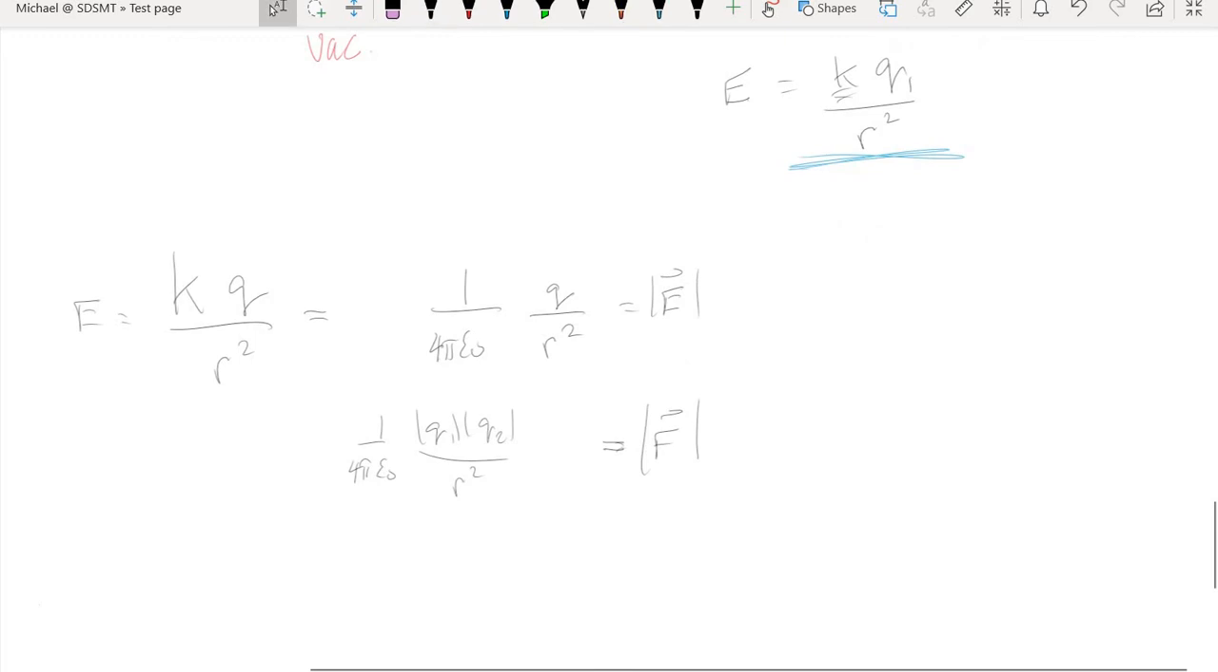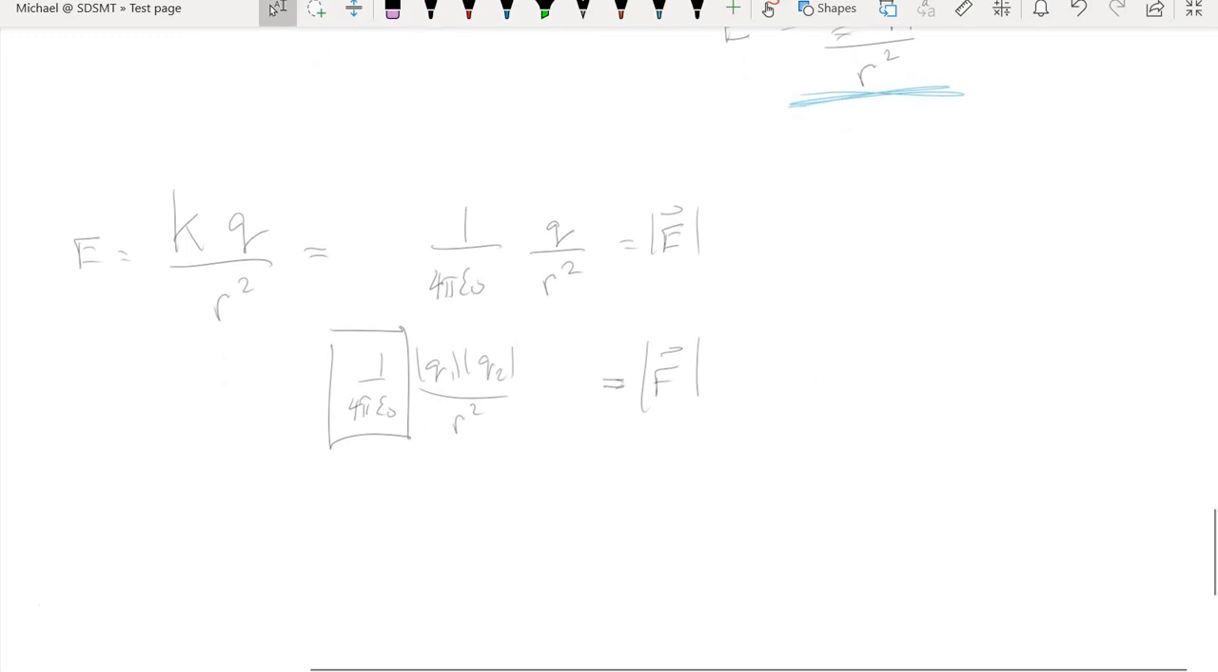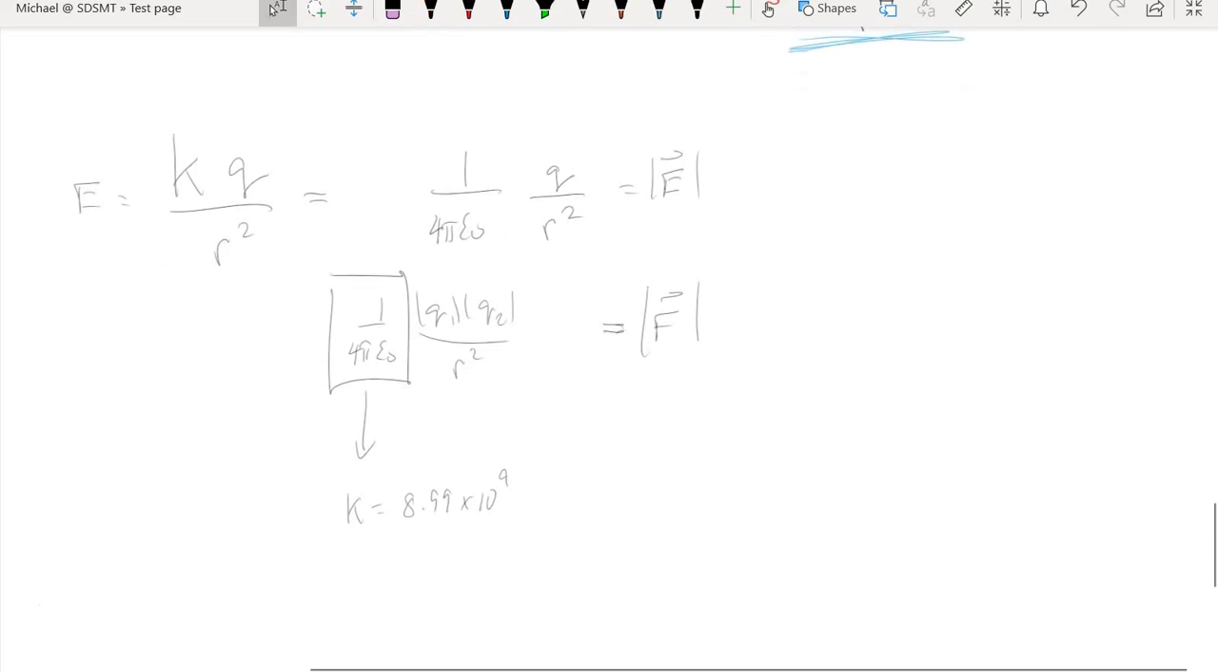Now, don't let this get you down, because even though we're writing this out in a more complex fashion, this is still k. This is still 8.99 times 10 to the 9. You don't have to make more work for yourself in your calculations. If you see this combination, that should make you happy, because you can say, oh yeah, that's k, that's 8.99 times 10 to the 9, and we go about our business, we go about our work.